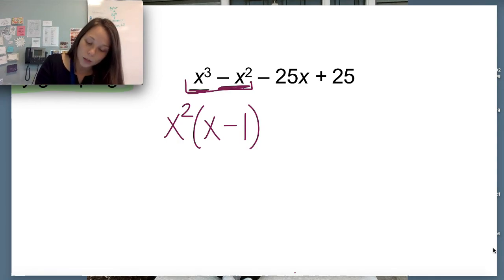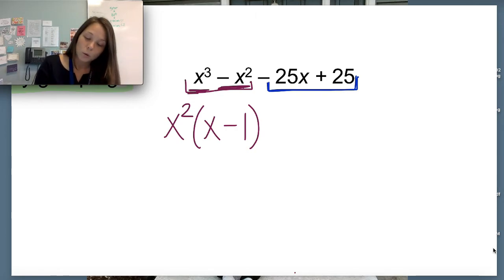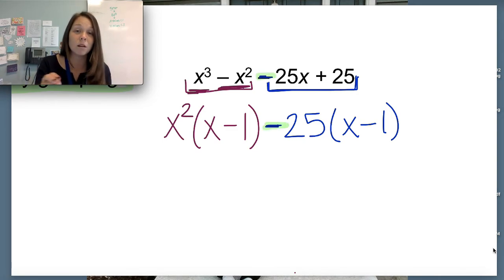Now what I'm going to do is take the second two terms and look at what's the greatest common factor here. I have this minus 25x plus 25. Well, this minus sign is going to carry down, and now my greatest common factor is 25 between these two terms. Keep in mind, I'm factoring out a negative 25 because that middle term was negative, so that is going to carry down. If that middle sign had been plus, I would be adding here. Because I'm factoring out a negative 25, that's going to leave me with this x minus 1.